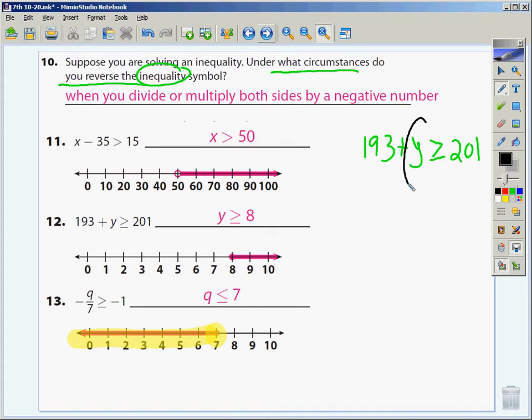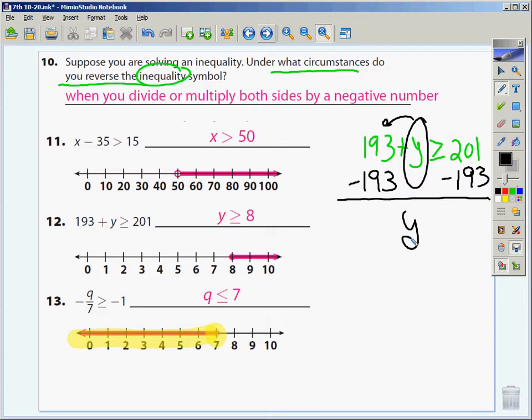If I want to get this variable by itself, what would I have to do to get rid of the 193 that's out in front? I'd have to subtract it. It's positive. I've got to use the opposite. It's going to leave me y.